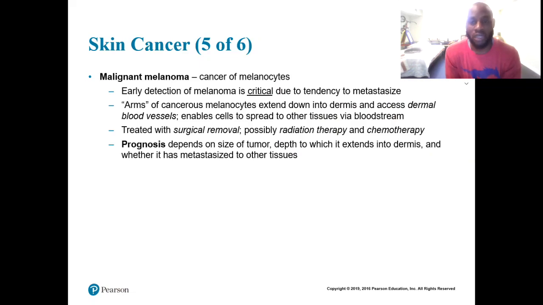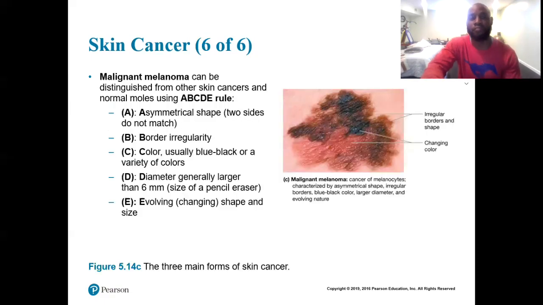So they can easily spread their cancer to other cells and also have easy access to spreading their cancer to blood vessels. So when you have cancer of the melanocytes, that is not good because it has the tendency to metastasize, to spread, and it can be very dangerous to your health. This is a picture of malignant melanoma.